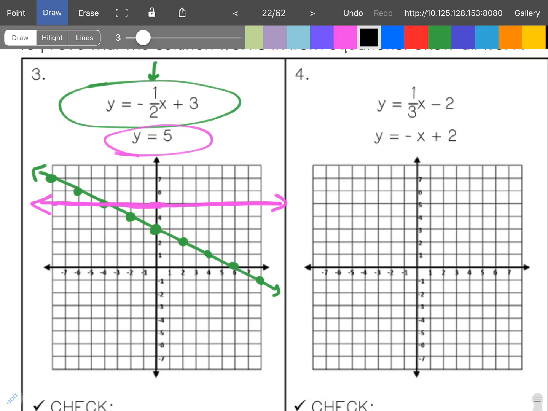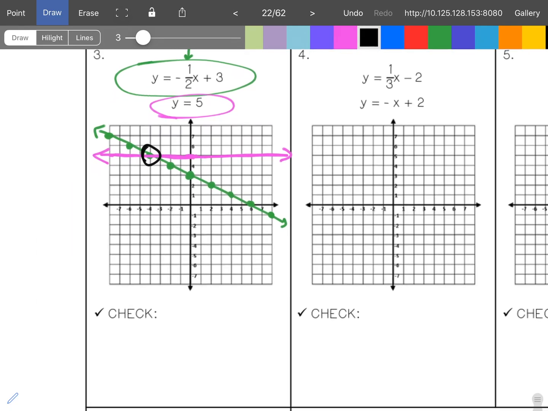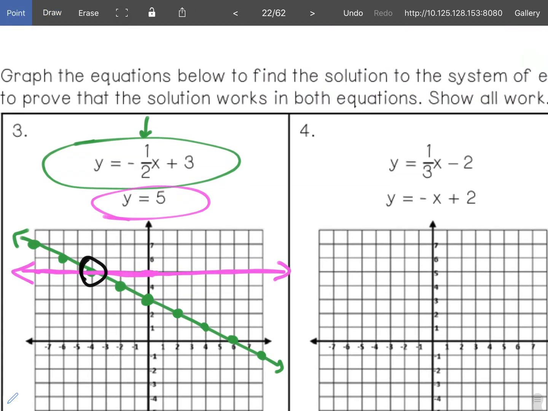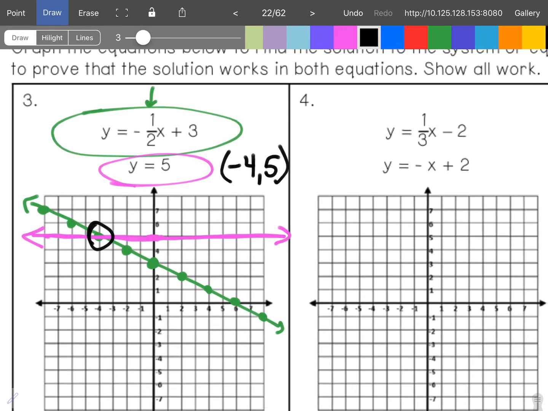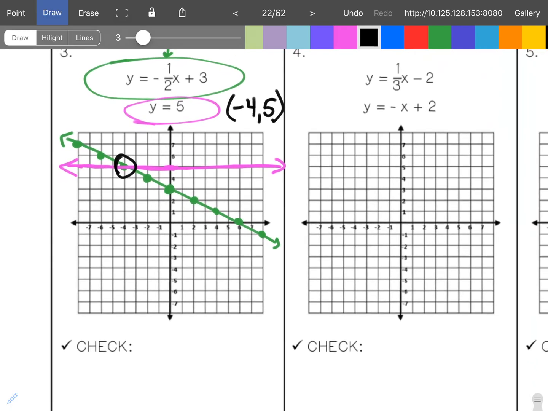Can you see where they intersect? Right there. What is that ordered pair that we think would be the solution? Remember, starting at the origin, be -4, +5. So my solution is -4, +5. That is the answer, but we have to check it.